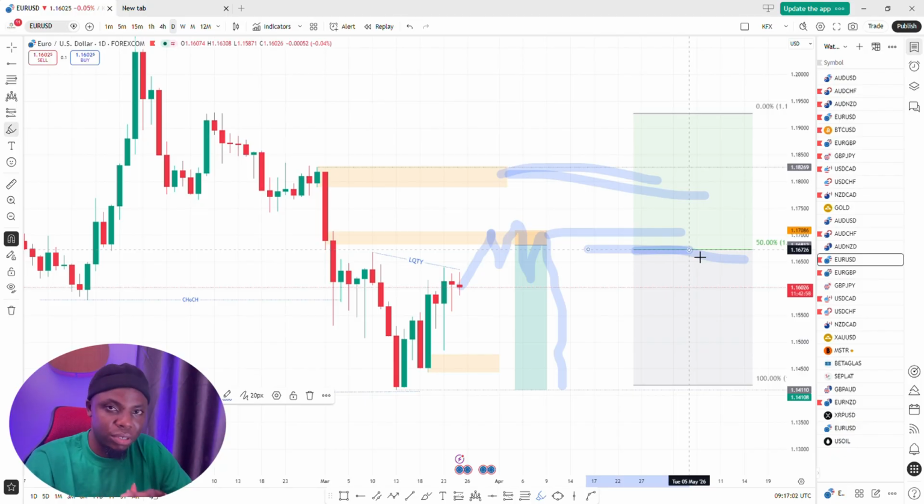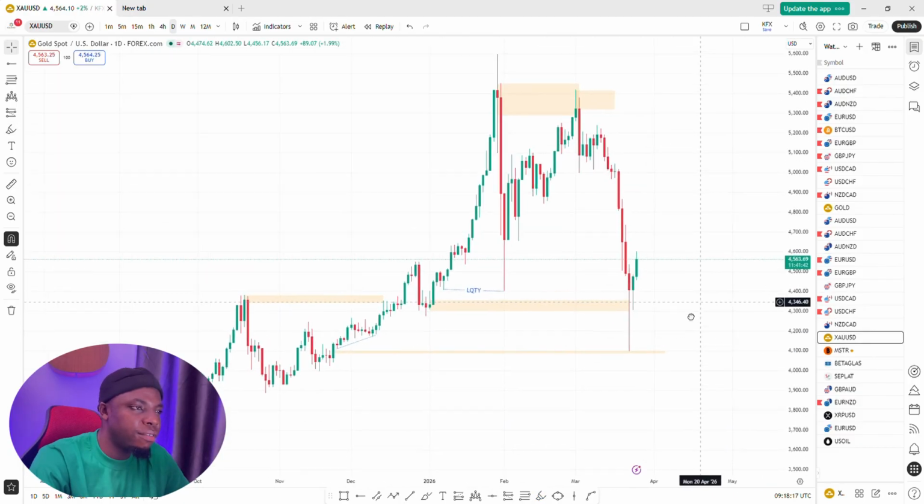But the first thing you need to understand is, in the market, you want to buy at a very cheaper price. That means you are buying low and you are selling high, right? Now, the next thing, you want to use your fibs to determine the zones at which you will be focusing on for you to take your decision in the market.